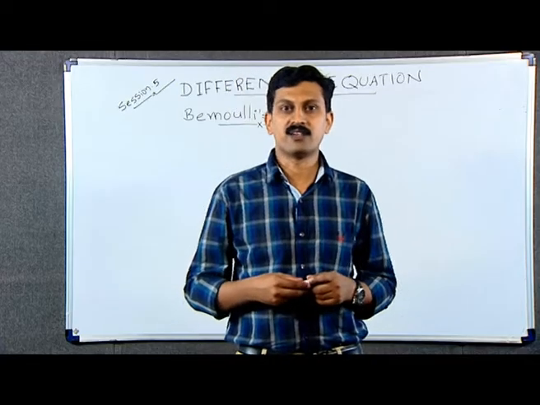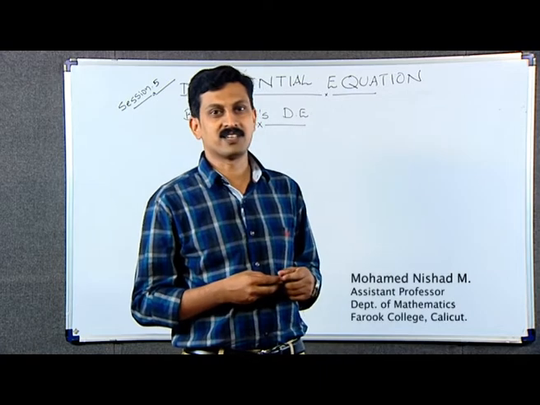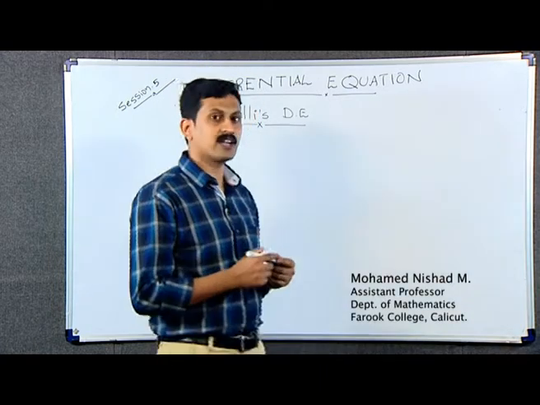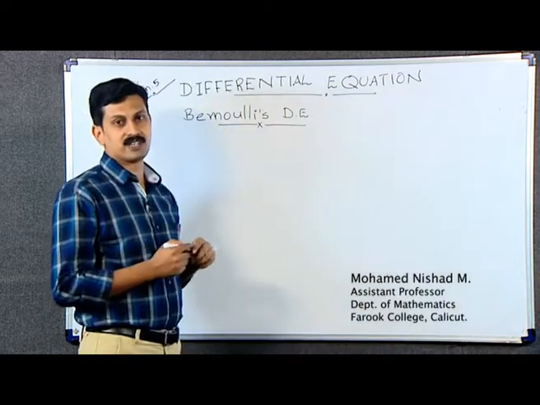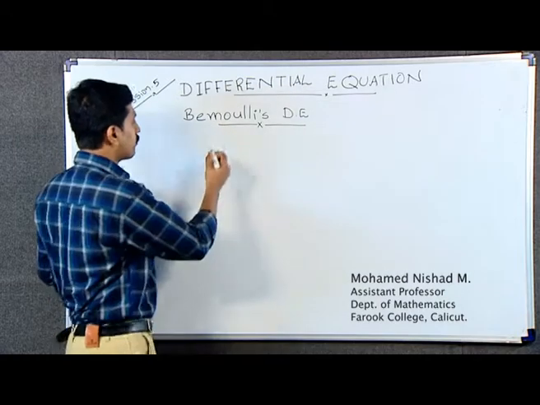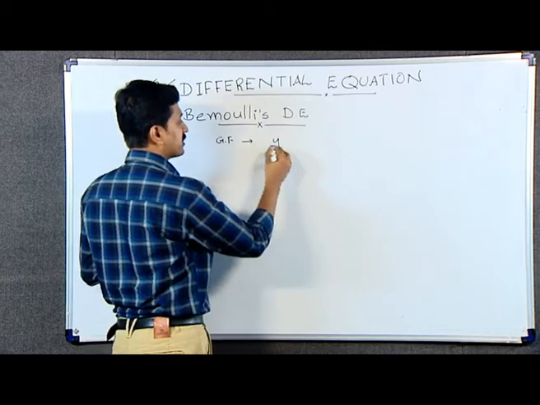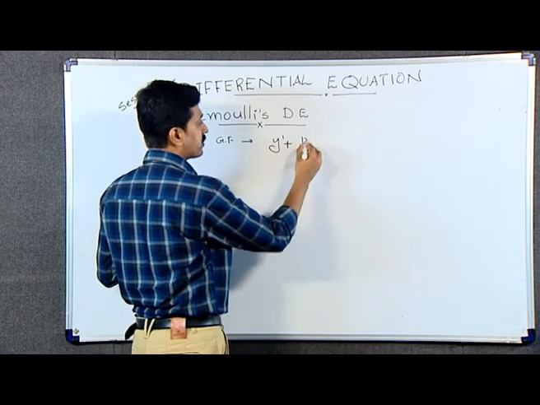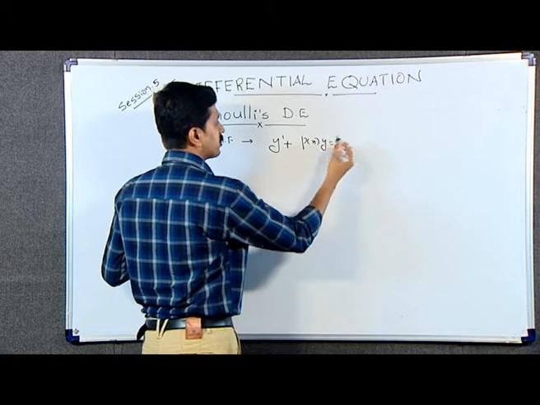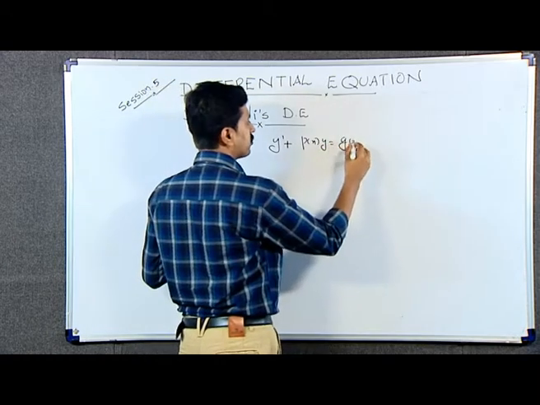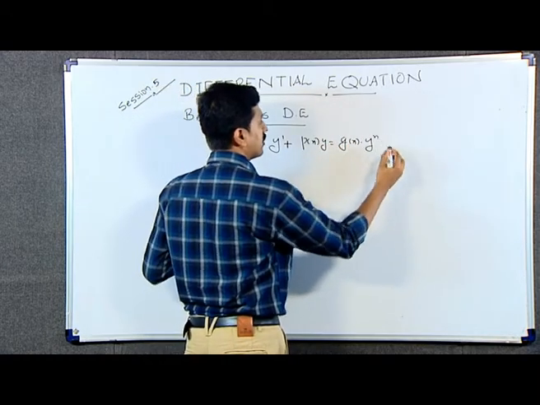Now, welcome back to the fifth session of the differential equation. In this session, I would like to discuss with you the Bernoulli's differential equation. The general form of the Bernoulli's differential equation is y' + p(x) y = g(x) y^n.